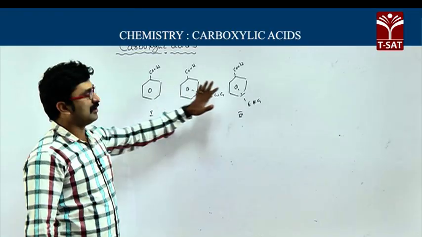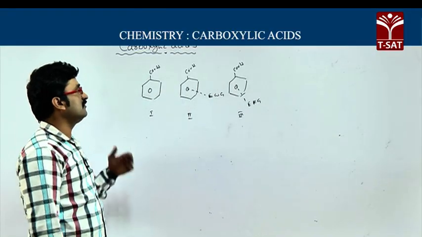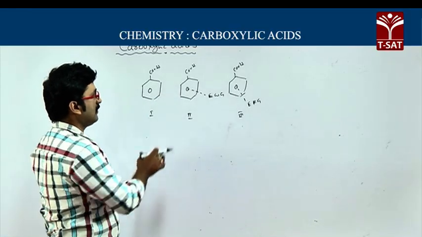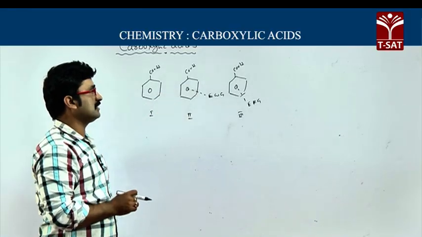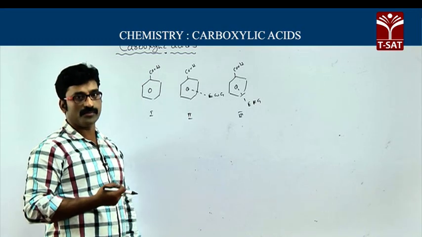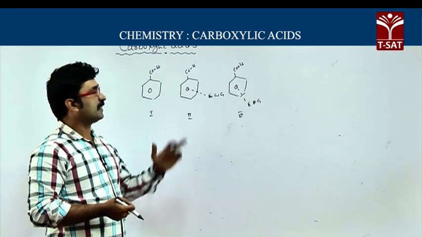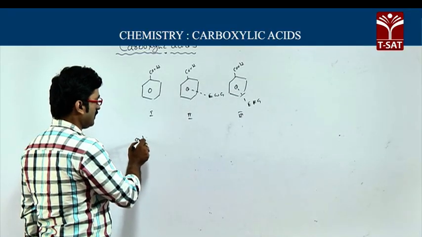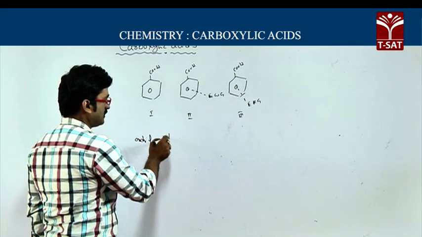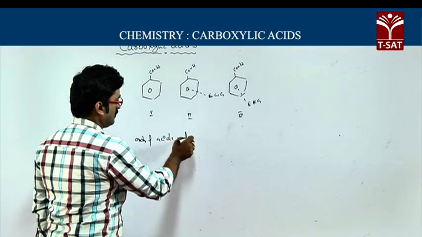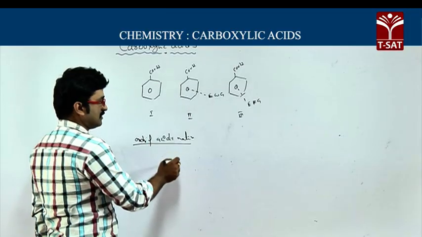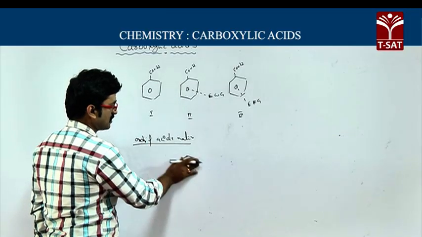So all these three compounds are acidic, but the question is which is more acidic and why they are acidic. You know that if a benzene ring is attached with an electron withdrawing group, then it will have a more acidic nature. So the order of acidic nature among these three: the most acidic is the first one.